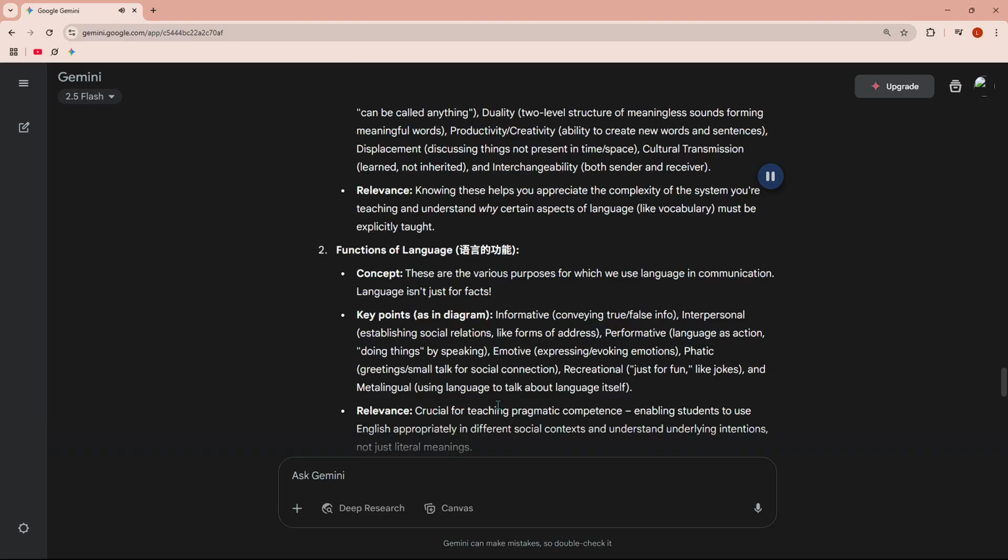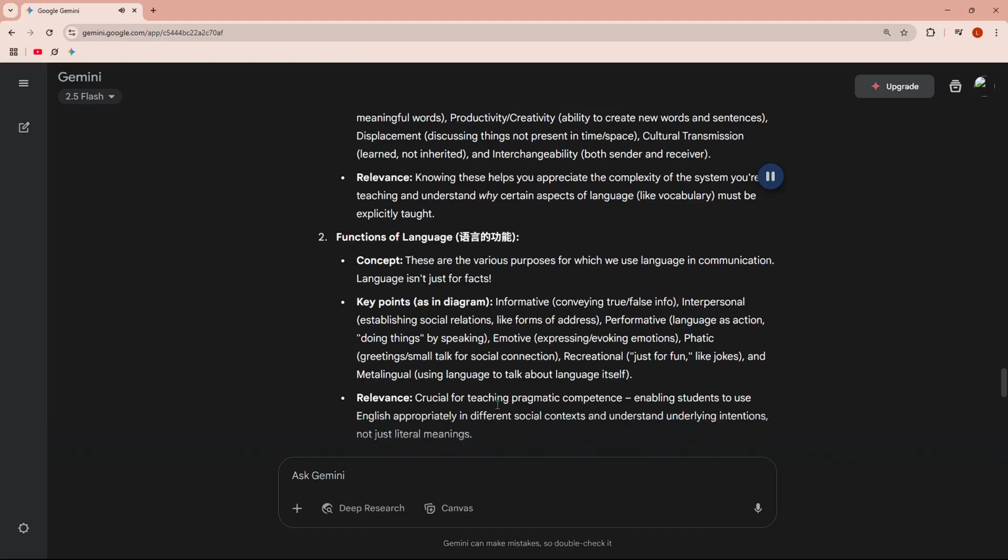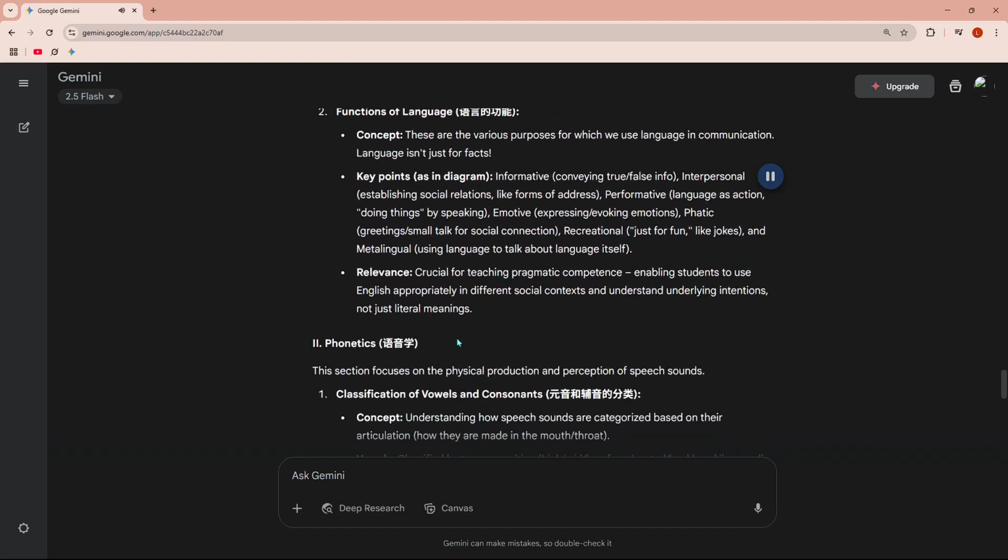Relevance. Crucial for teaching pragmatic competence, enabling students to use English appropriately in different social contexts and understand underlying intentions, not just literal meanings.